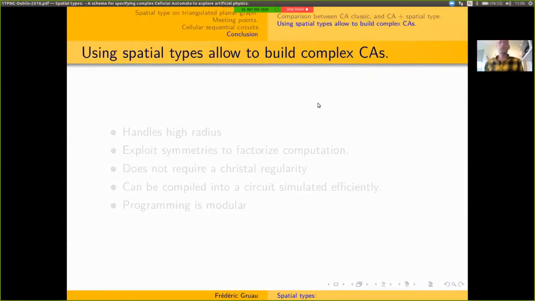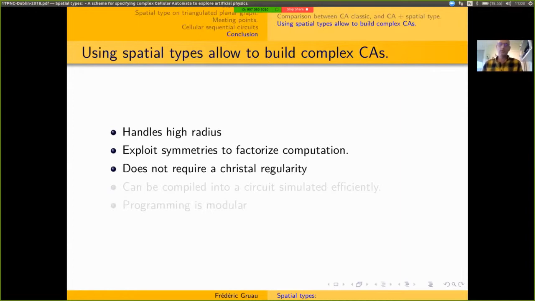Spatial types will allow you to build complex CA. First of all, it allows you to handle high radius. Then it exploits symmetries to factorize computation. For example, the edge frontier I've shown you. If you use a classic CA, you'll have to store it on the 2 adjacent vertices, whereas it's naturally stored on the edge a single time. It does not require crystal regularity, so one can think about simulating it on an amorphous medium, which is regular but not crystal regular. It can be compiled into a circuit and simulated efficiently.